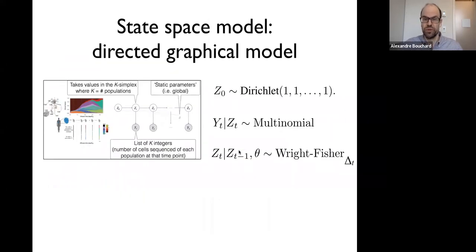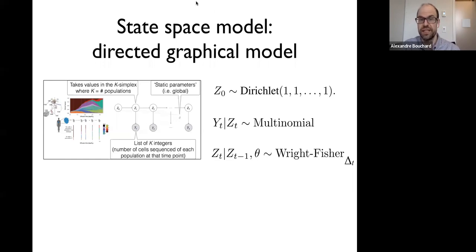So to give you a bit more details, we're going to assume a simple initial distribution, just a Dirichlet distribution with all parameters 1, so uniform on the simplex. The emissions at the moment are simple, so they are multinomial based on ZT, so that can and should be relaxed in future versions of the model. The more interesting bit is the distribution of the random variable ZT conditionally on the previous ZT and the parameter.